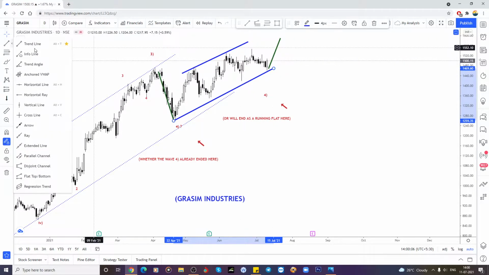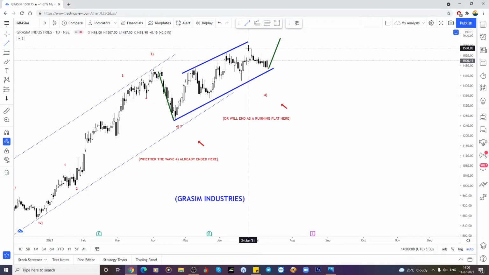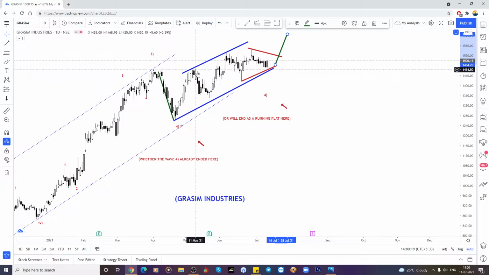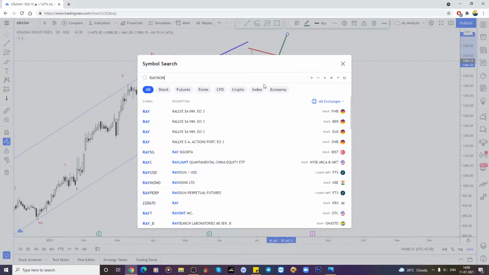Otherwise, it could be a triangle in the fourth wave, and the fifth wave can do like this, what I have already drawn here. So that means 1, 2, 3, 4 and 5. So it can overlap in those final waves. That is also allowed in Elliott waves, in the final waves. So next is Raymond.